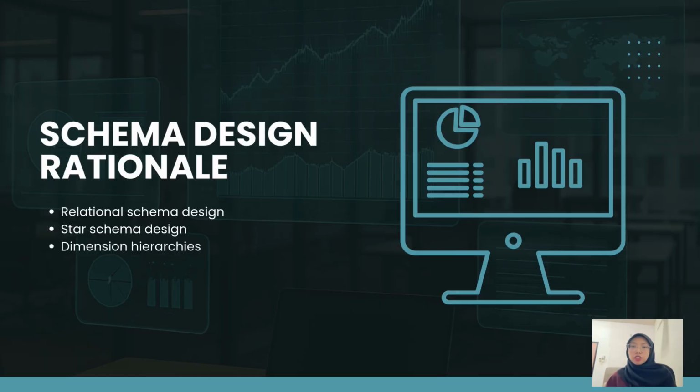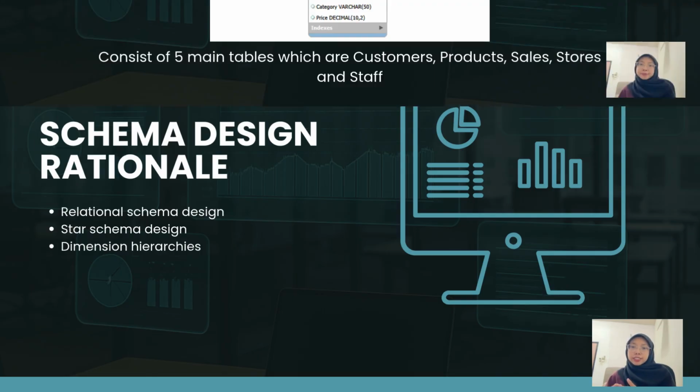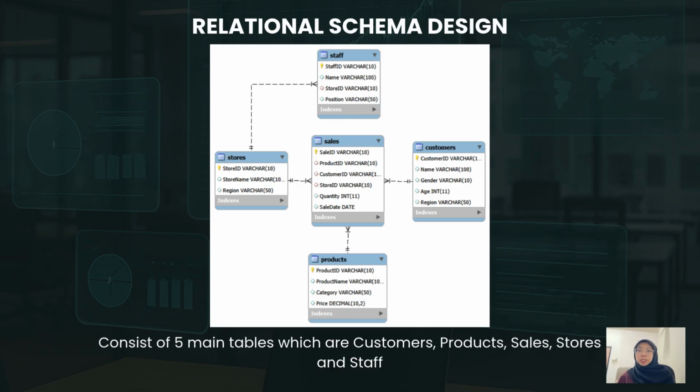Next is schema design rationale, which in this section is about relational schema design, star schema design, and dimension hierarchies. First, for the relational schema design, this relational schema represents the operational database used in the project. It consists of 5 tables, which are customer, products, sales, stores, and staff. The sales table acts as the central transactional table because it records customer purchases and the sales activities. Meanwhile, relationships between the tables are established using the primary and foreign keys.